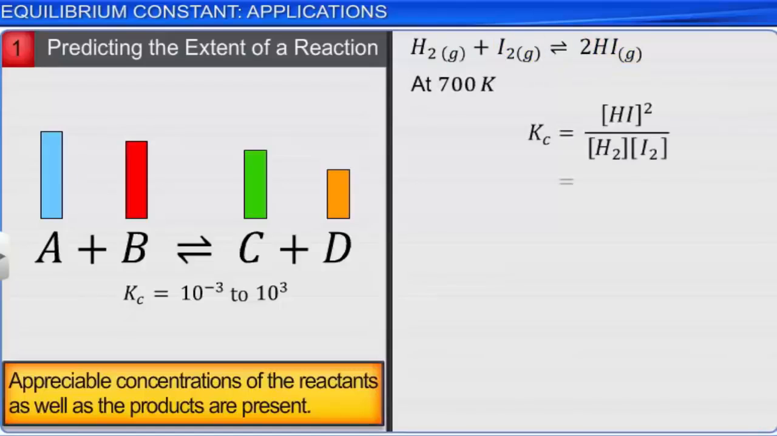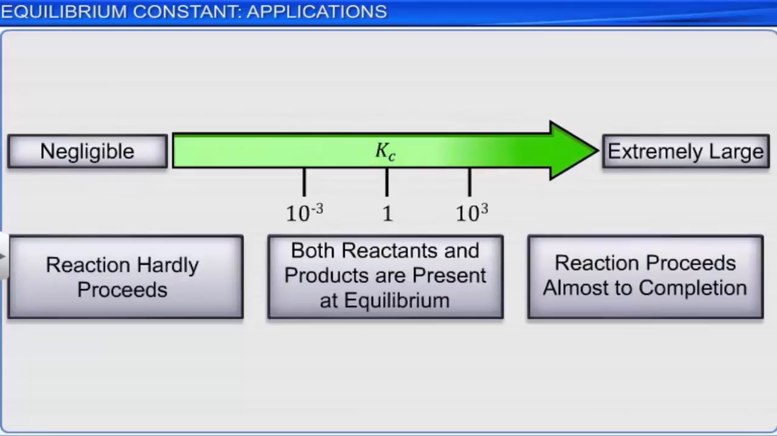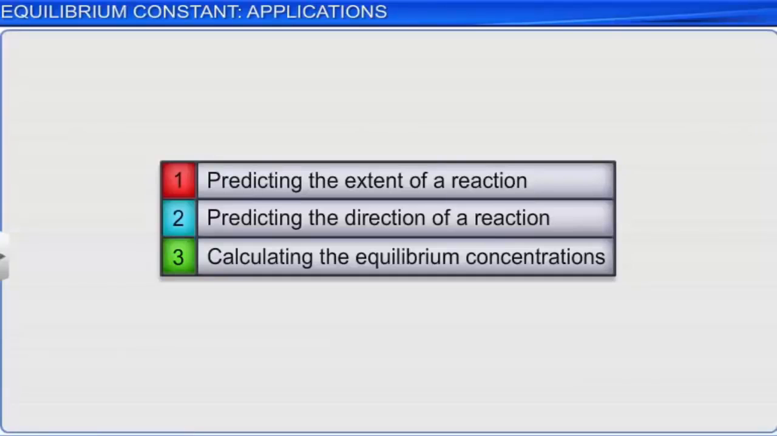The dependence of the extent of a reaction on its equilibrium constant can be illustrated as shown here. Let us now look at how the equilibrium constant helps in predicting the direction of a reaction.